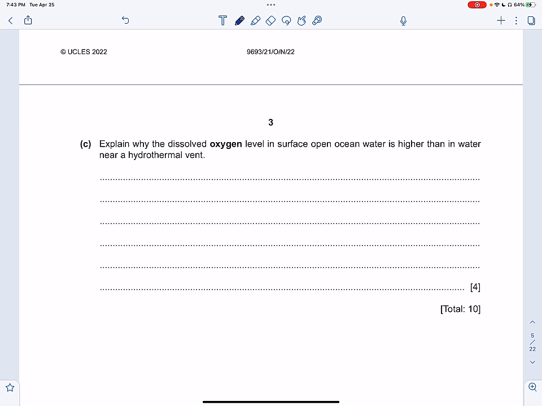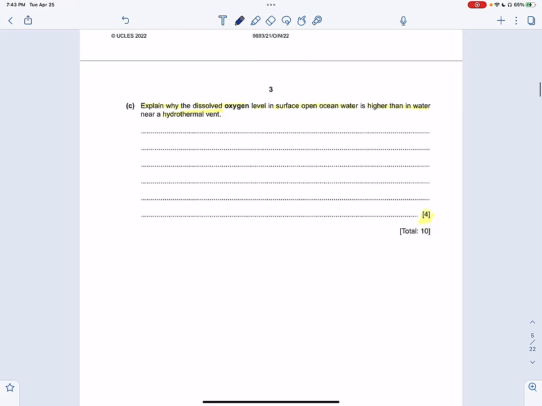This is a hungry wave question. Explain why, give reasons. The dissolved oxygen level in the surface of the open ocean is higher than the water near a hydrothermal vent. So why is there more dissolved oxygen at the surface of the ocean than in a hydrothermal vent? All right. You're not going to have a question like this on Thursday because you already answered a question like this yesterday on paper one. You answered it was like open ocean. So why would there be, give reasons, biotic and abiotic, I think, why there would be a variation of oxygen in the surface. Okay, so this is your hungry wave question.